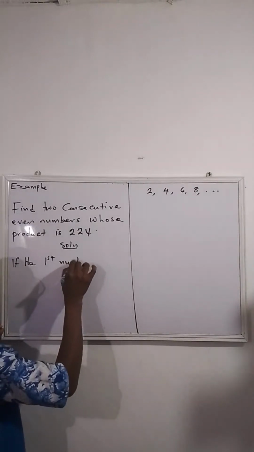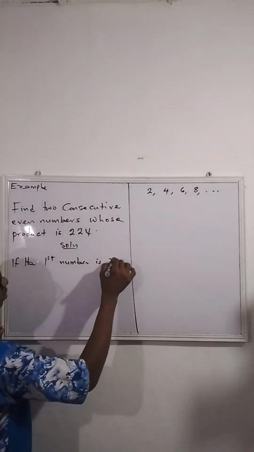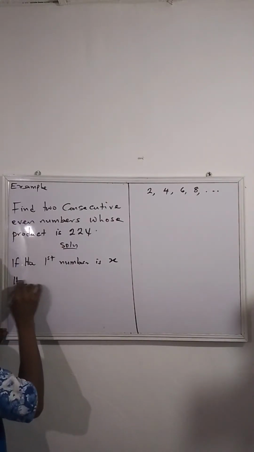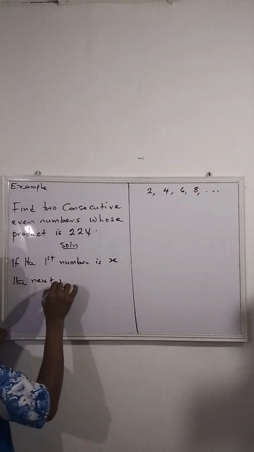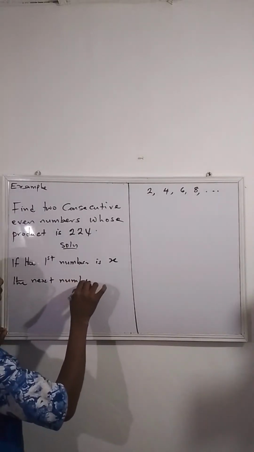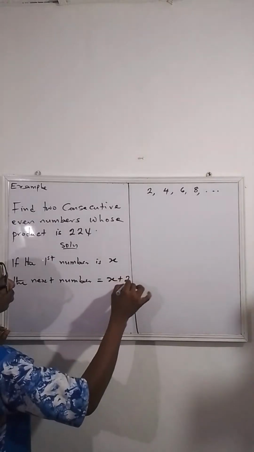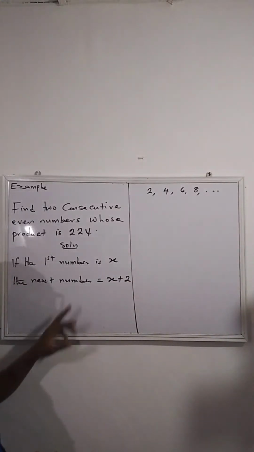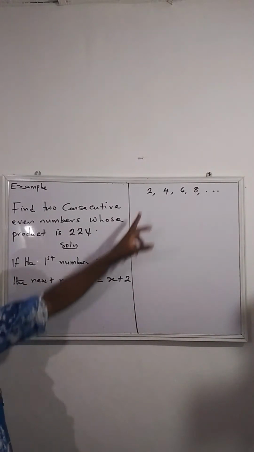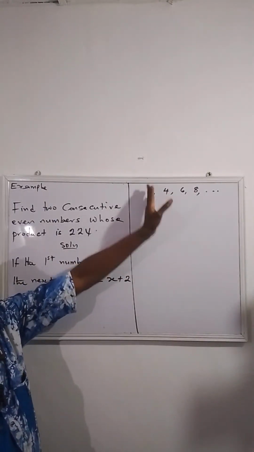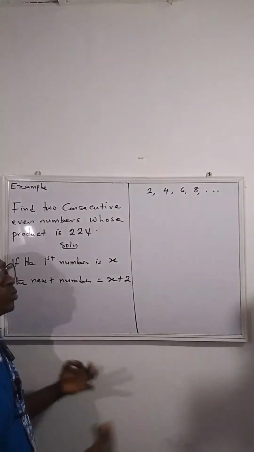So now, if the first number is x, now the next number will be what? The next number will be what? x plus 2. Okay, it's going to be x plus 2 because even numbers are increasing by 2. So if the first one is x, the next one will be x plus 2.